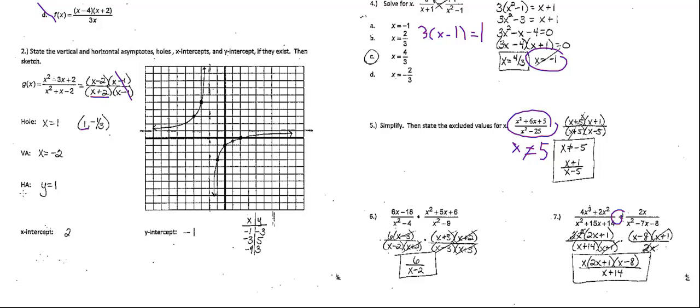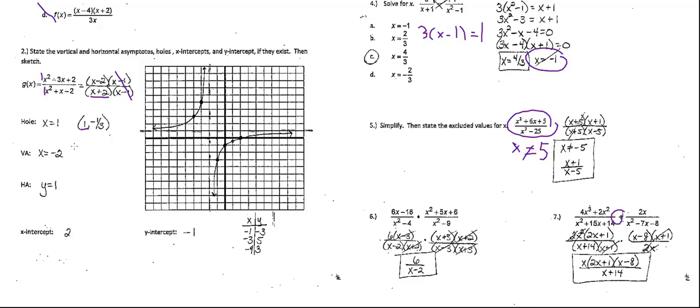Horizontal asymptote, it's probably easiest to look at the original. For a horizontal asymptote, you're going to compare the degree, and there's 3 cases. If the degree of the numerator was bigger, there would not be a horizontal asymptote. If the degree of the denominator was bigger, it would have been y equals 0 automatically, but this is the case where they're the same. So what you do then is divide the leading coefficients to find the horizontal asymptote. So 1 over 1 is 1, y equals 1.